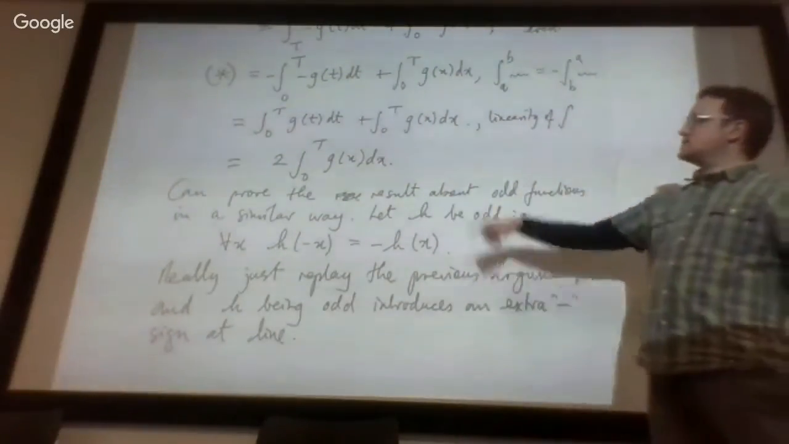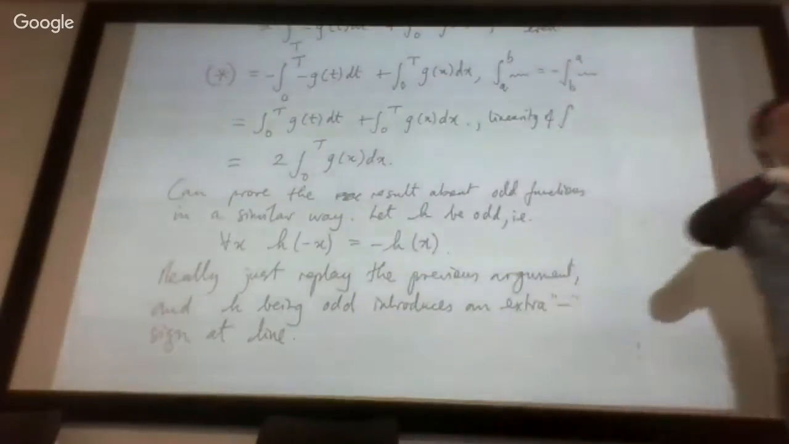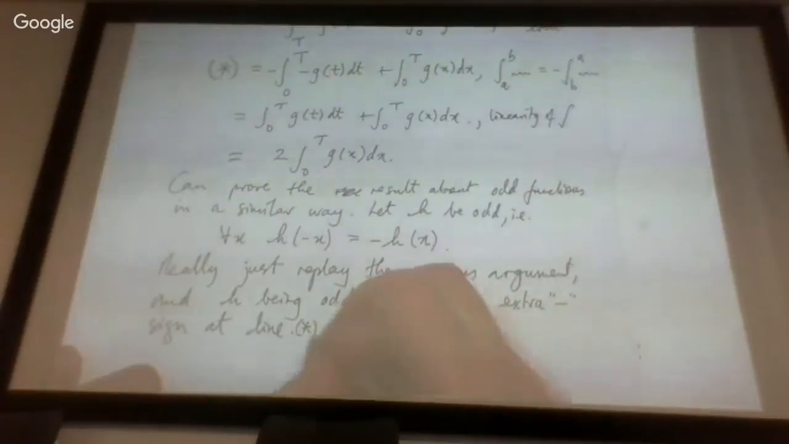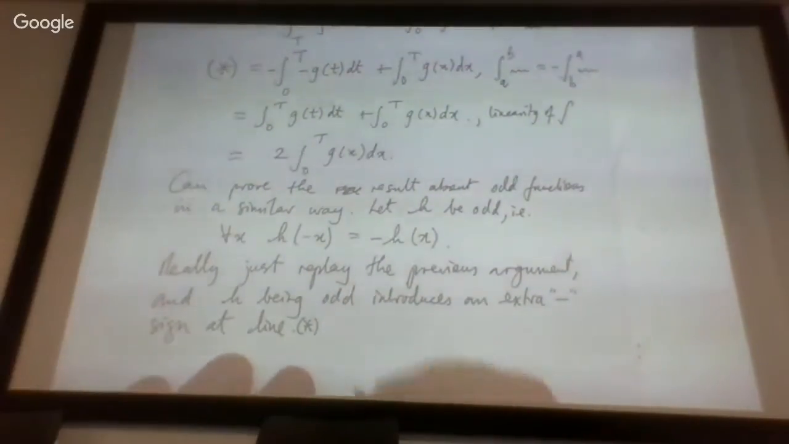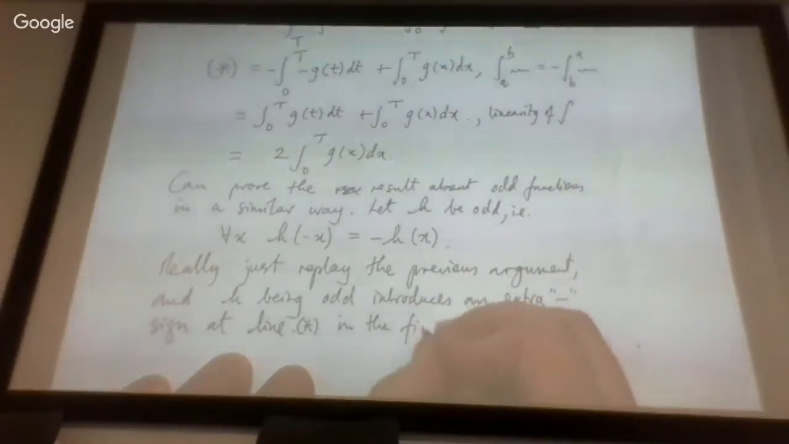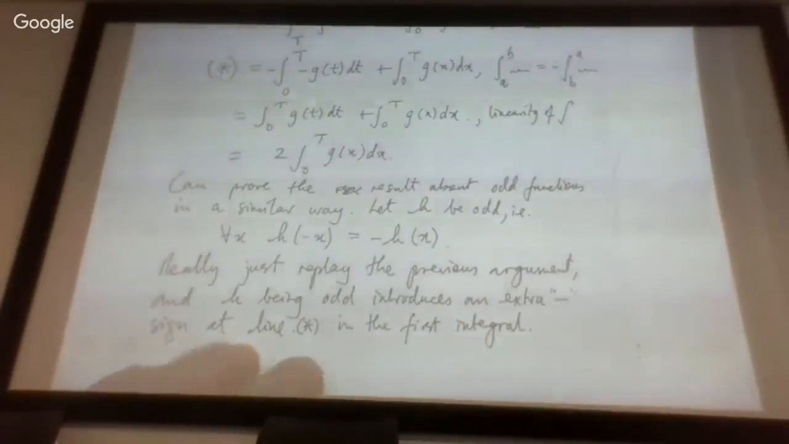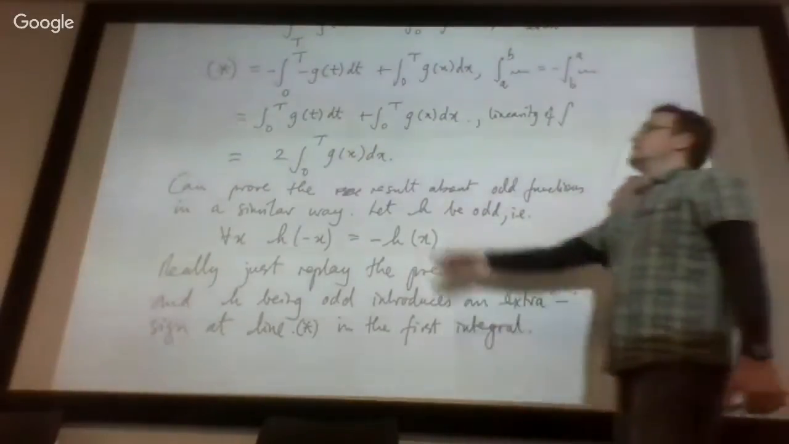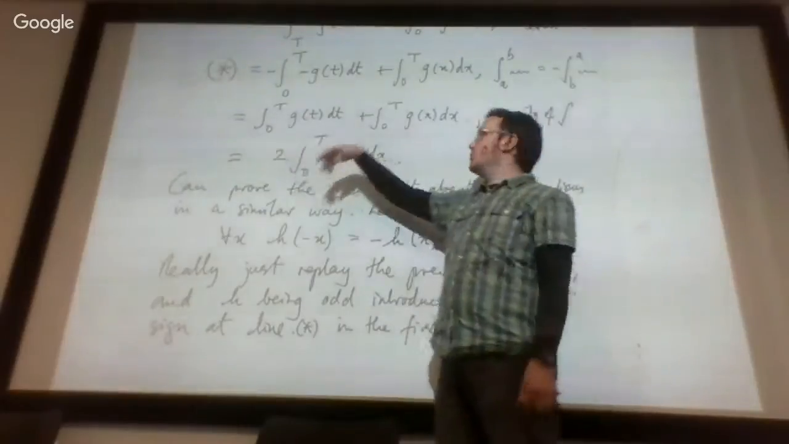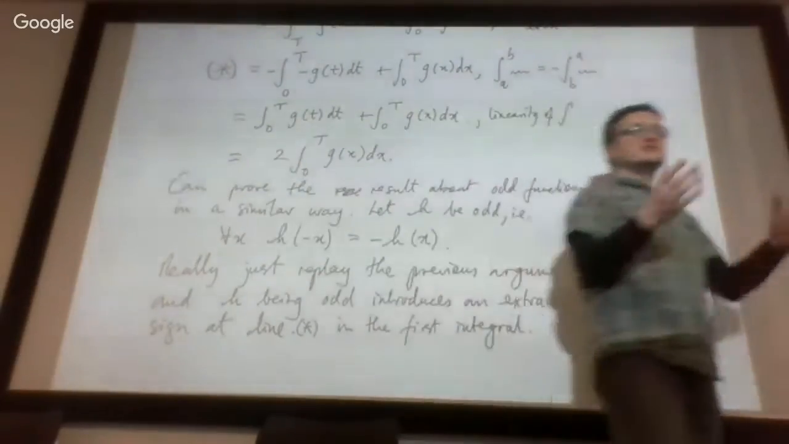When the function h is odd, we get an extra minus sign popping up here, which changes the sign of that first integral. We get an extra sign at line star in the first integral. So instead of having this integral here plus the same integral again, we're going to have this integral here minus the same integral again. So the two are going to cancel out.